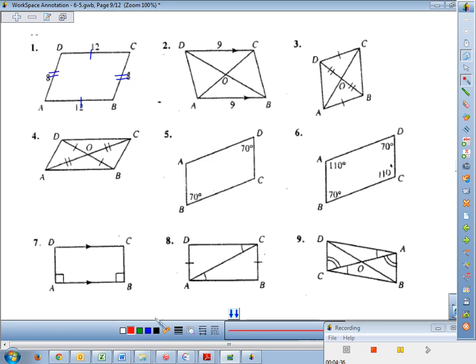Question, is this a parallelogram? Yes or no? Yes. Reason? Opposite sides congruent. Pretty simple right there. Right? You get the name of the game here, what we're trying to do? Do we have enough info to prove it's a parallelogram? Number 2. What do we got? One pair of parallel sides. Is that a parallelogram? Nope.